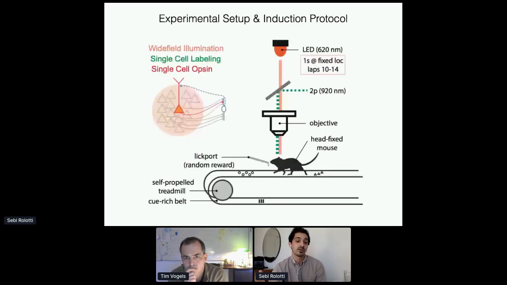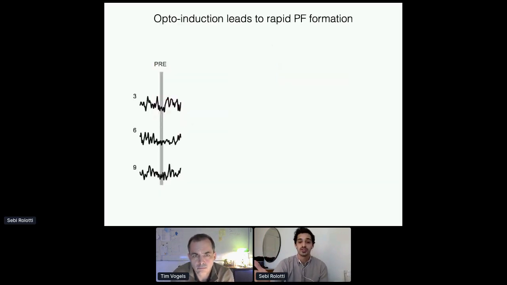The experimental protocol we use is super similar to those I described in the Bittner and McKenzie studies. So a head-fixed mouse is running on an approximately 2-meter cue-rich belt for random water rewards. And after 10 baseline pre-laps, the sparsely labeled cells are going to be repeatedly stimulated at a fixed location by 1 second of wide-field LED light delivery for 5 laps in a row. After this stim epoch, the stimulated cells are then monitored for the remainder of the 20-minute session, which we'll call post. So we can look at an example induction session here with a single cell.